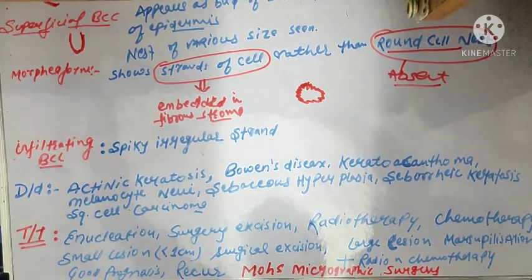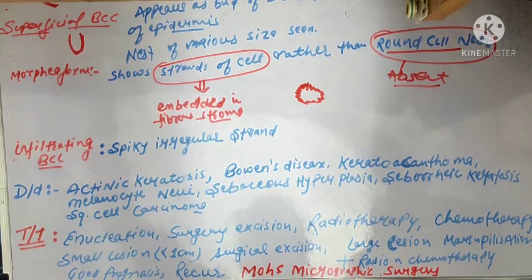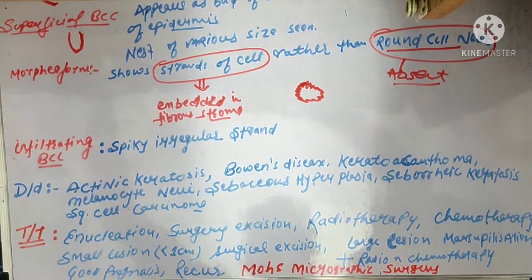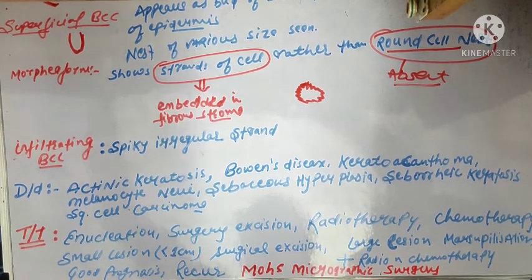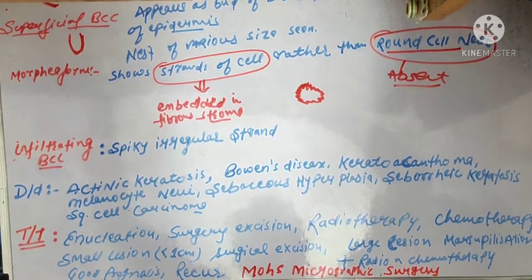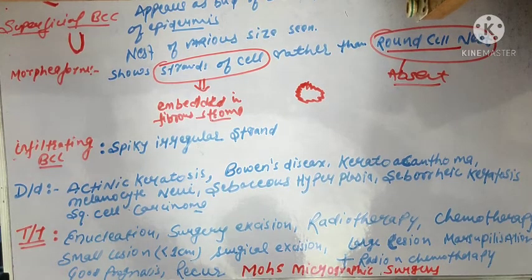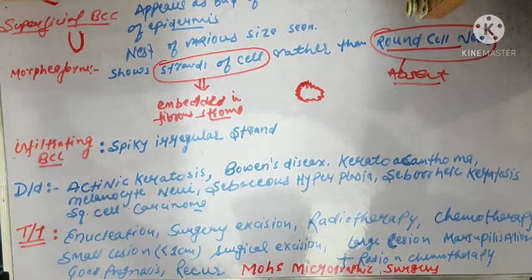Some important things you should write in your notes: necrosis of epithelial islands may be seen, a cystic appearance will be seen, and actinic damage in the form of solar elastosis is always seen in the stroma in basal cell carcinoma. One more important thing: when basal cell carcinoma is mixed with squamous cell carcinoma, it is called basosquamous carcinoma, and nowadays it is called abundant squamous metaplasia. So this was all about basal cell carcinoma, guys.